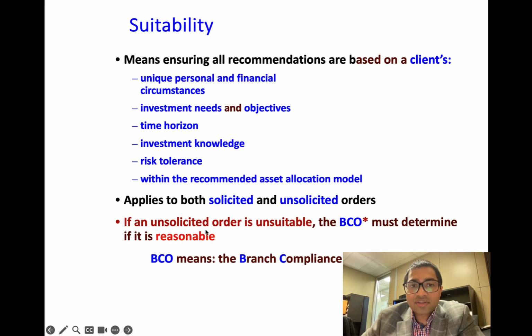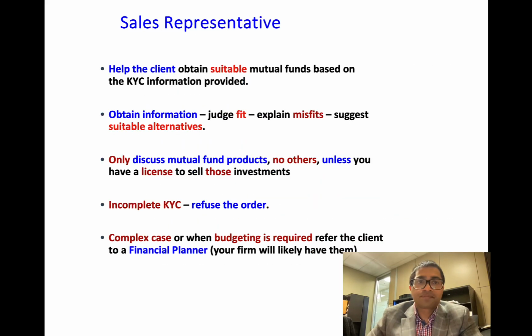If an unsolicited order, that is the client generated order, is unsuitable, the branch compliance officer must determine if it is reasonable. General practice, you let that order go. You do not proceed with that order. In case you need to proceed, then you need to connect with a branch compliance officer. You need to get the permission and then you can proceed.